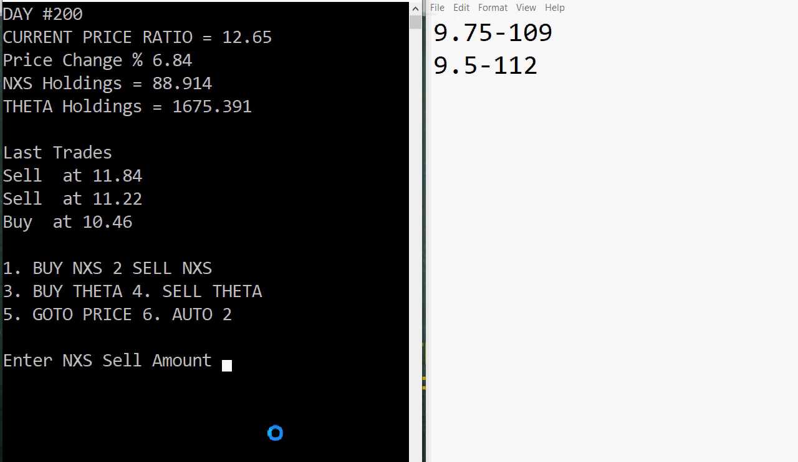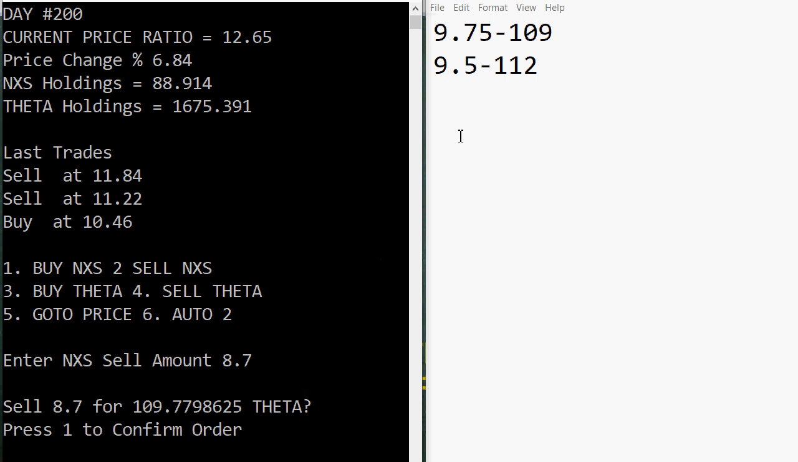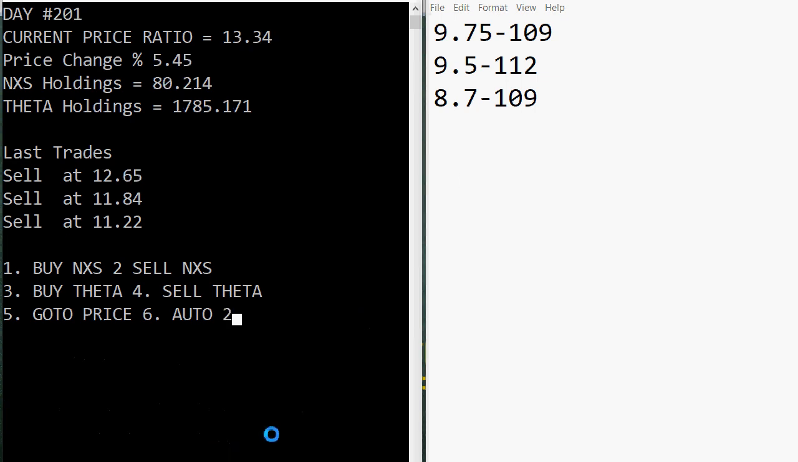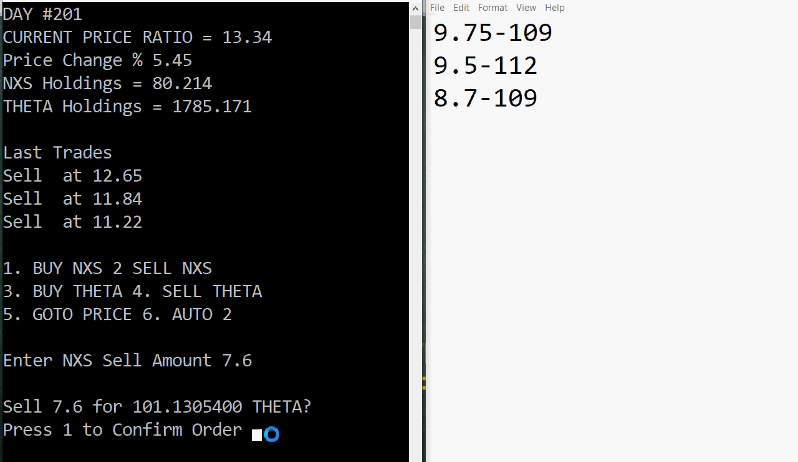So now we're going to start to get into that situation. So I'm going to go 8.7 here. And that's still 10% on a 6.8% move. So it's a little aggressive. And now another sell order comes in. And let's see, how do I want to manage this? 7.6 gives me 101.